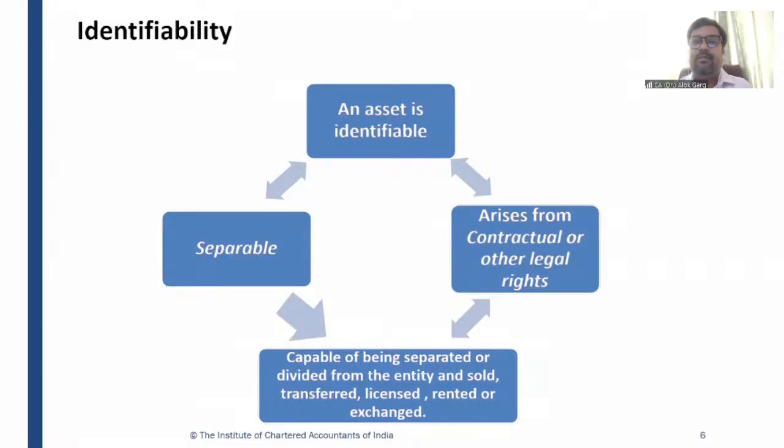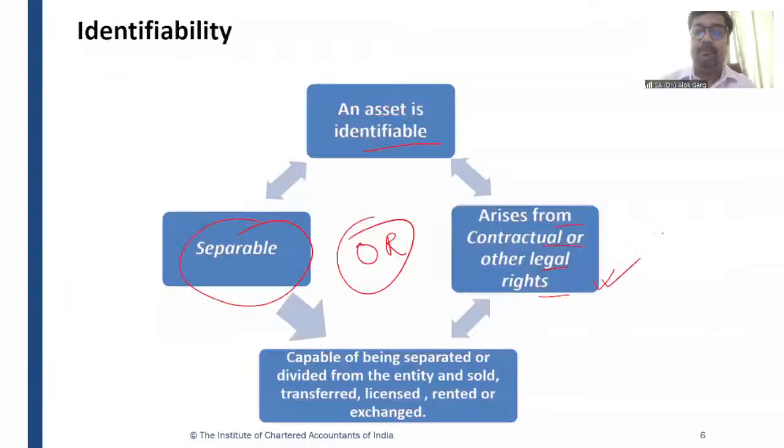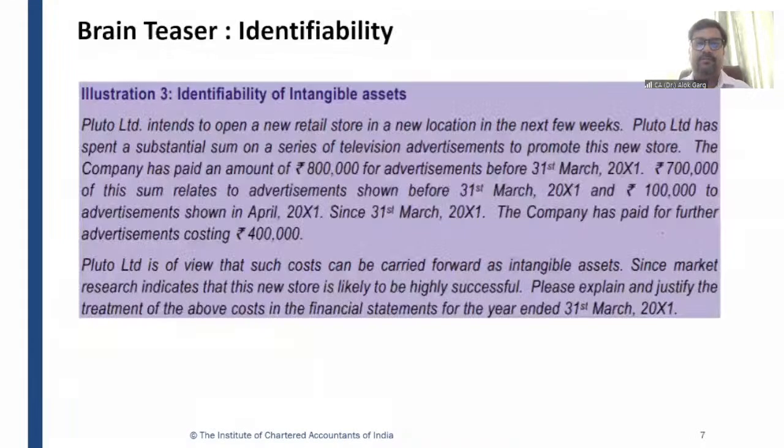What is meant by identifiable? An asset is considered identifiable if it is separable or arises from contractual or other legal right. Generally, in case of acquisition, when you are paying for acquiring an asset, this criterion will normally always be met, right? What is meant by separable? When it is capable of being separated or divided from the entity and sold, transferred, licensed, rented, or exchanged, right?